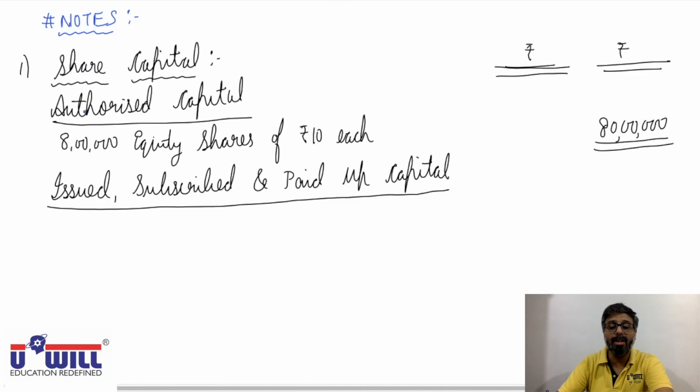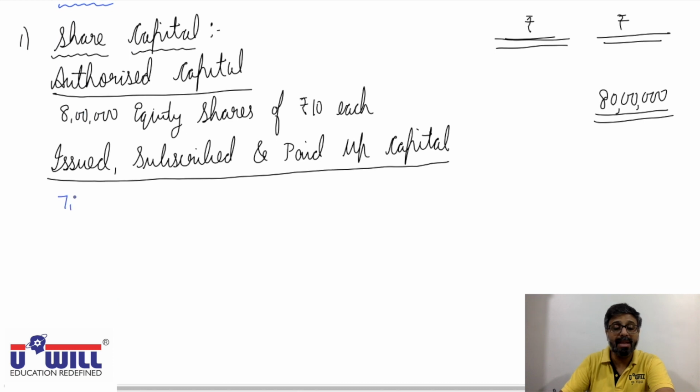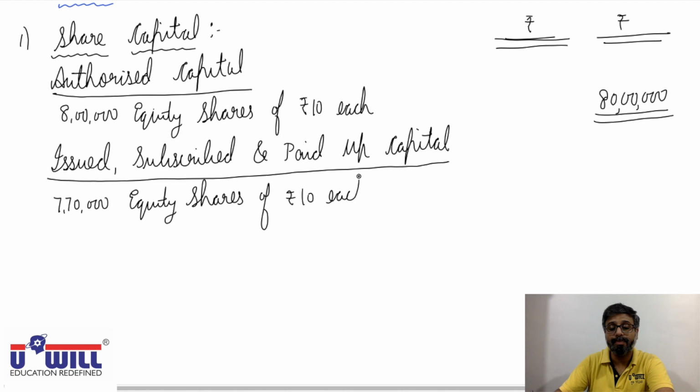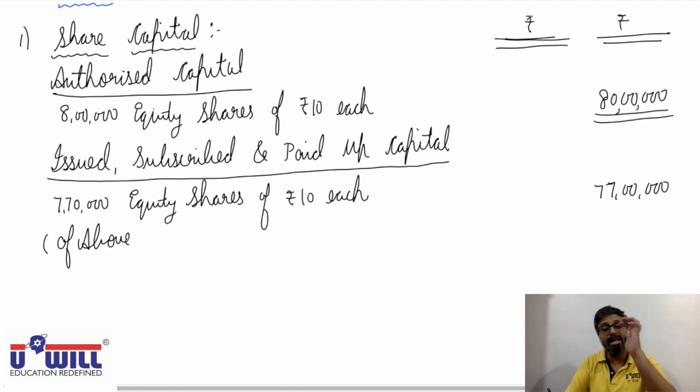What are the total number of equity shares available? 7,70,000. Okay, 10,000 plus 7,60,000, 7,70,000 equity shares of rupees 10 each. That is 77 lakhs. And here in bracket you will mention of above. Okay, disclosure, if you all remember, I told you in the last question.